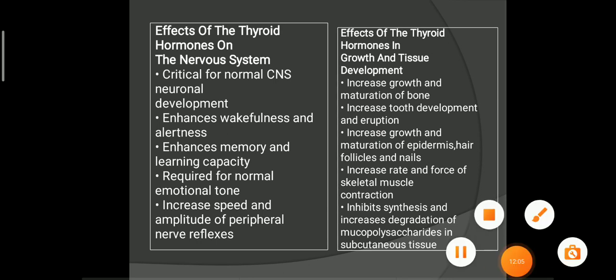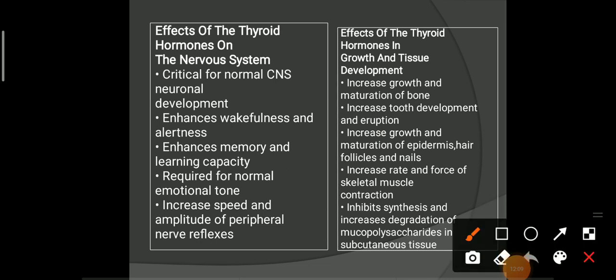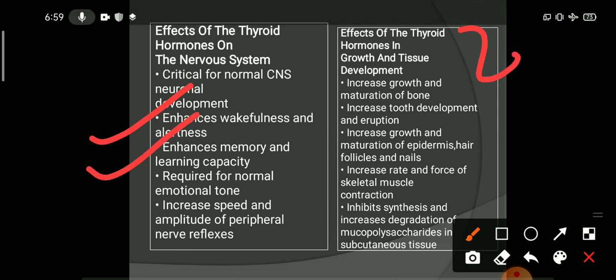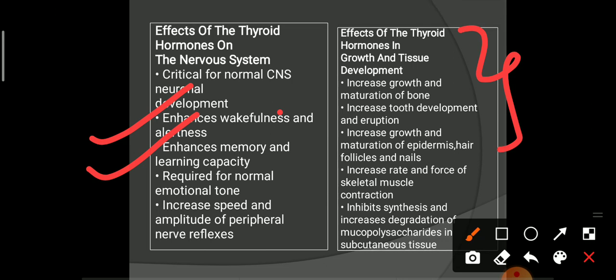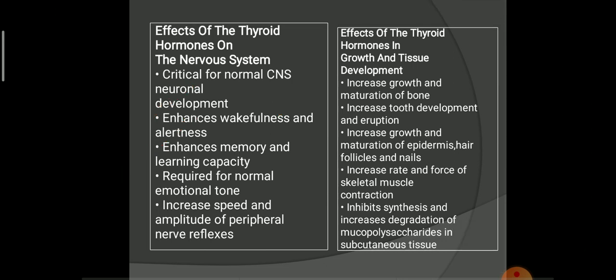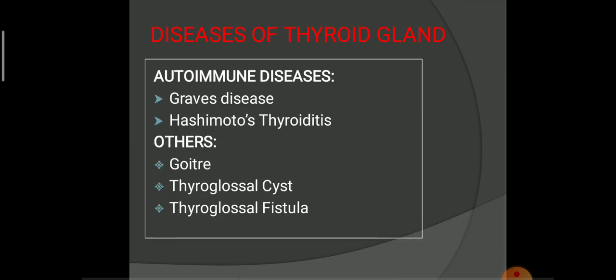Now when coming to the central nervous system, it enhances wakefulness and alertness. It enhances memory and it also enhances learning capacity. When coming to growth and tissue development, the thyroid hormones play a major role in the maturation of bone. They also play a major role in tooth development and eruption, and in the growth and maturation of epidermis, hair follicles and nails. It also increases the rate and force of skeletal muscle contraction too.